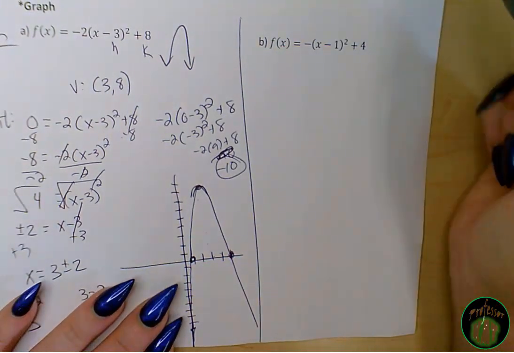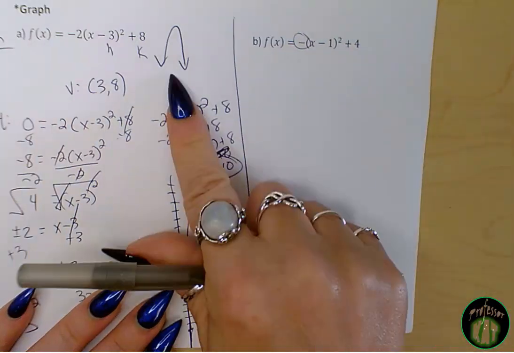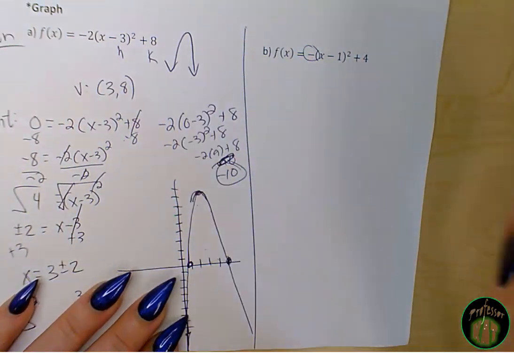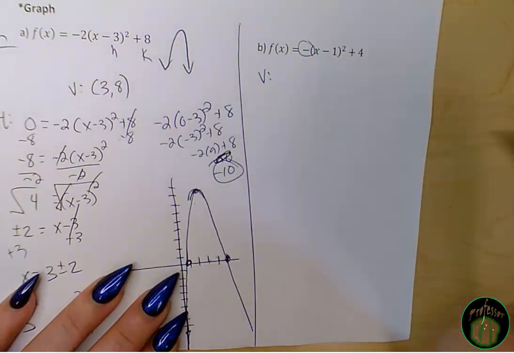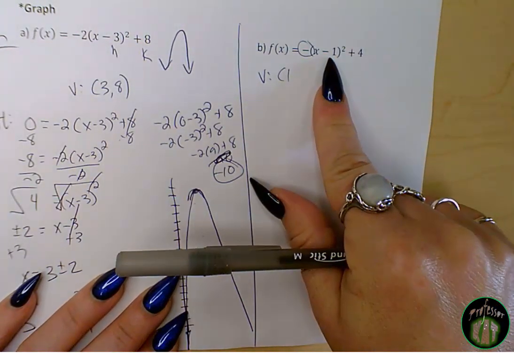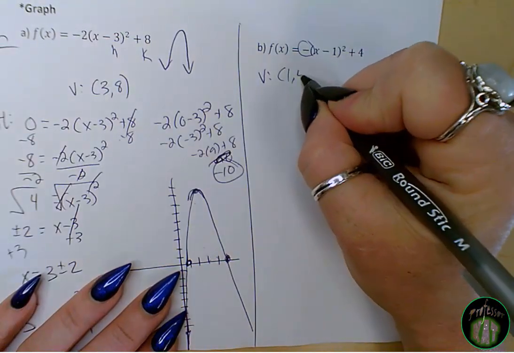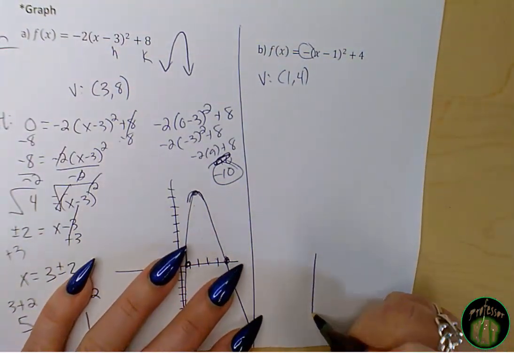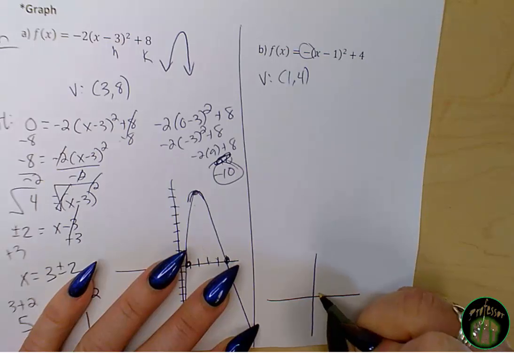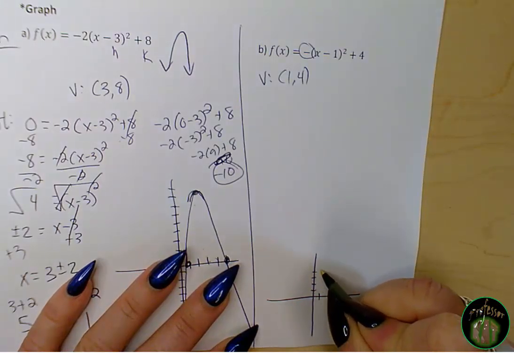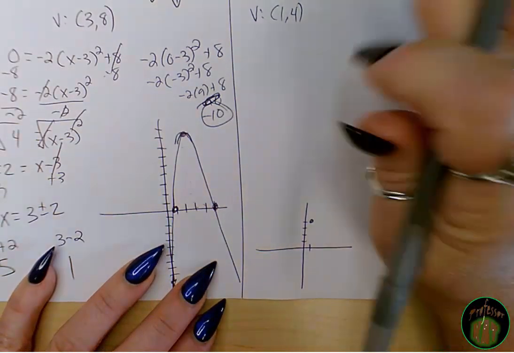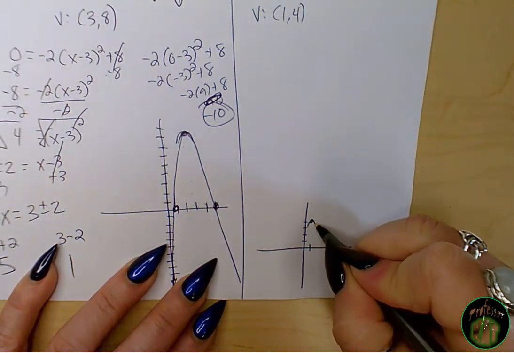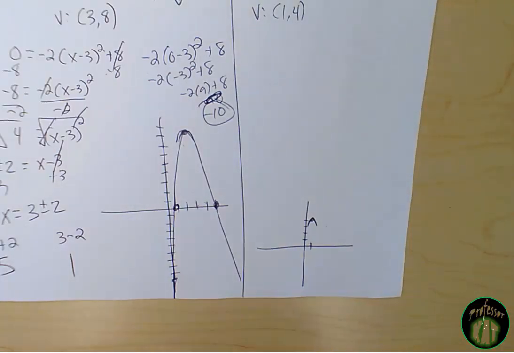Moving on to our next example, our graph is negative, so it is going to open down once again. Our vertex, again, think opposite of the inside, same as the outside. That's going to be a positive 1, positive 4. All right, so let me go ahead and start building that vertex. Positive 1, positive 4 is where our graph is going to start. It is negative, so it is going to be going downwards from here.